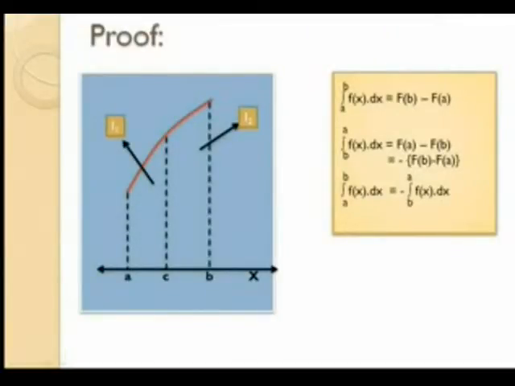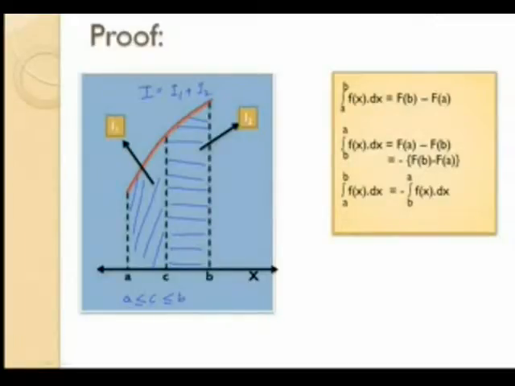Let us say that this is the curve y equal to f(x). Now let us say that c lies between a and b. So c is greater than or equal to a and less than or equal to b. We can divide this entire interval into two parts, due to which we get two areas. This is the first area and this is the second area. Now let us say that this area is I1 and this area is I2. So I would be equal to I1 plus I2.